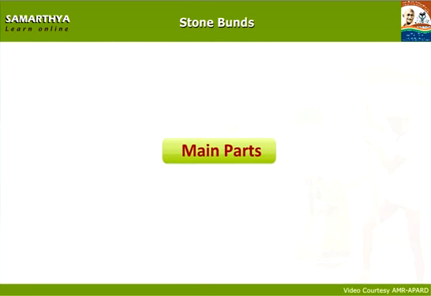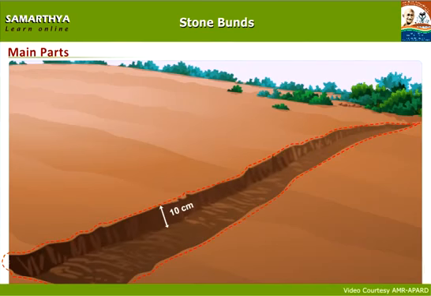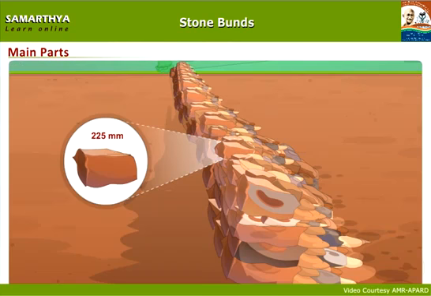Main parts and working process of stone bunding. The main components of stone bunds include foundation of 10 centimeters, bund built of not less than the size of 225 millimeter stones.